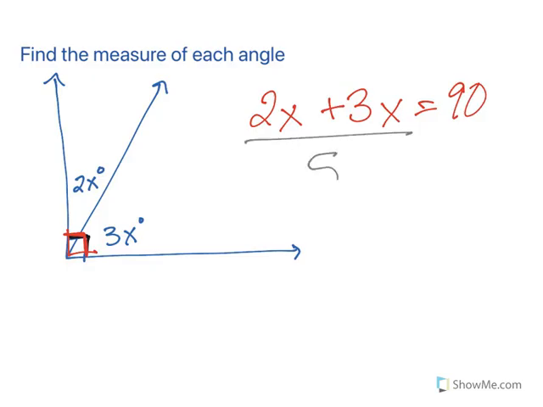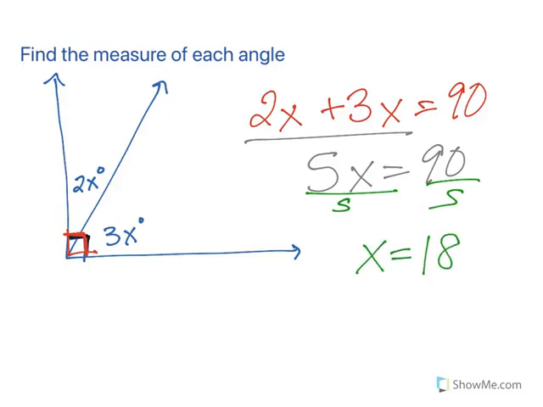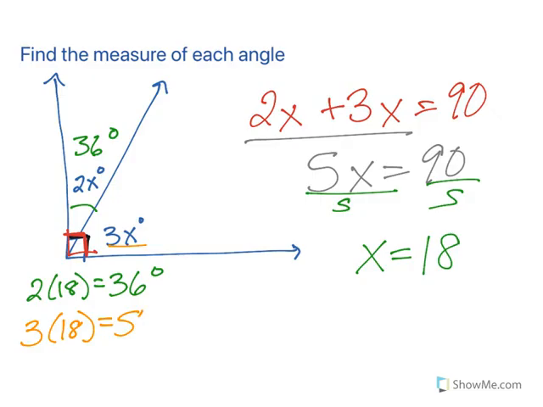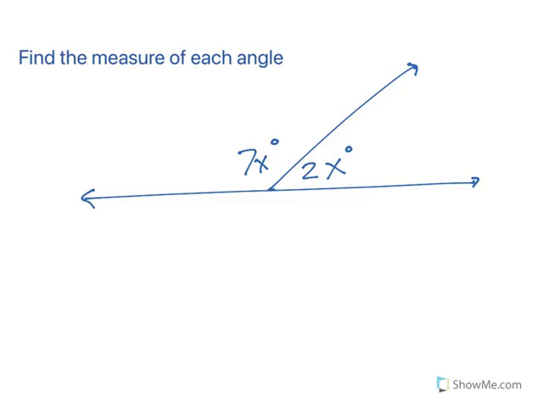2x plus 3x is 5x. So 5x equals 90. I'm going to divide both sides by 5, and I get a value of x equals 18. Now, unfortunately for you, that is not the answer to the question. The question is to find the measure of each angle. So for the first angle, I would take 2 times 18, which is 36 degrees. And then the other angle, I would take 3 times 18, which is 54 degrees. Go back and check. Does 36 plus 54 give you 90? Yep, sure does.